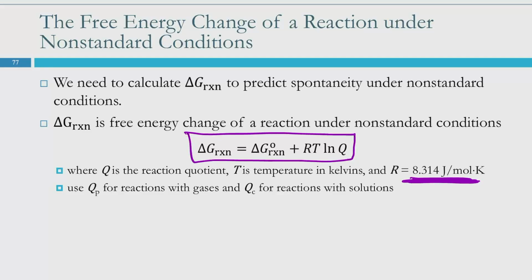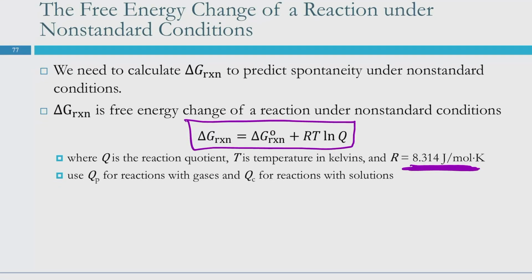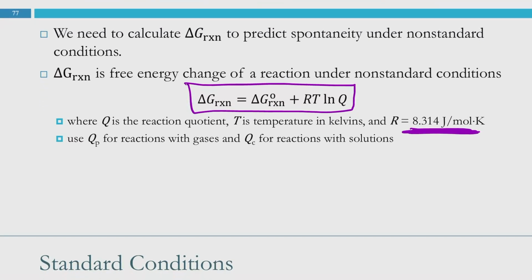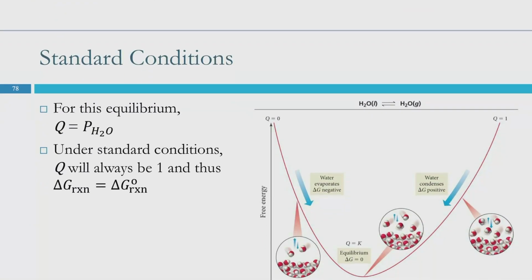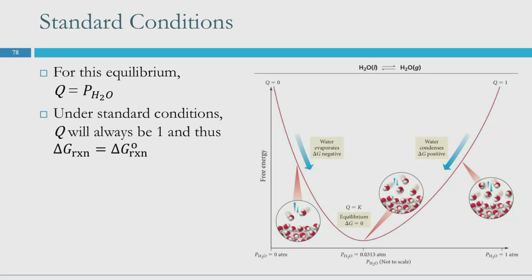And using this can help us predict spontaneity with non-standard conditions. We saw something that looked like this, I think, last class. For this equilibrium, this is our liquid in equilibrium with its gas form. And we've got our partial pressure of H2O on the x-axis from 0 to 1. We've got our free energy on the y-axis.